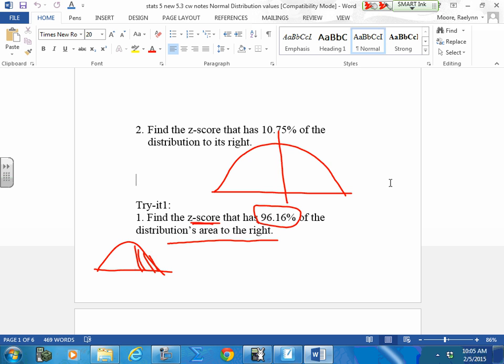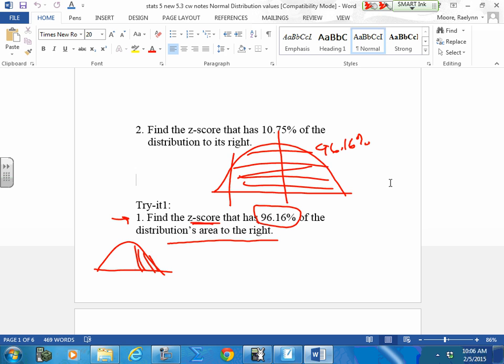I want to shade to the right. I want 96% of my curve to be shaded to the right. Am I going to have a negative or a positive z-score? A negative z-score, way over here, right? Because doesn't this have to be 96.16%?